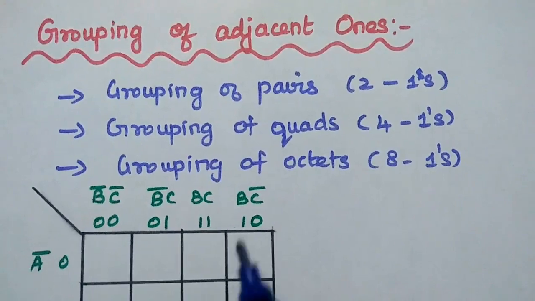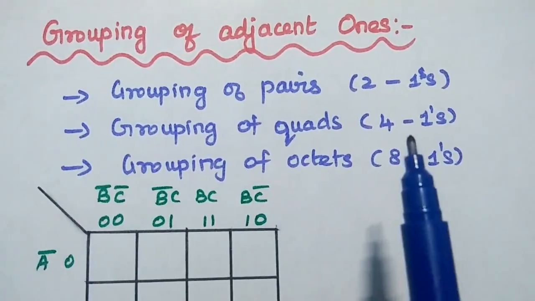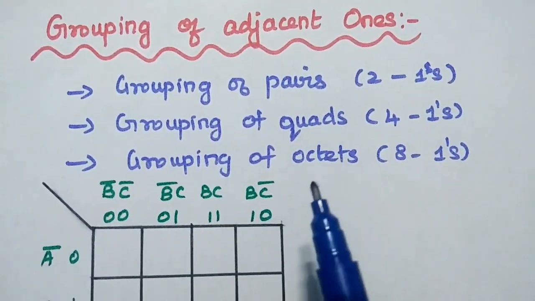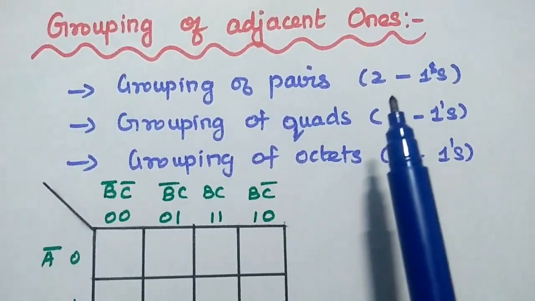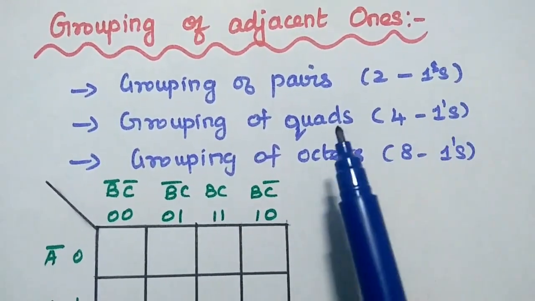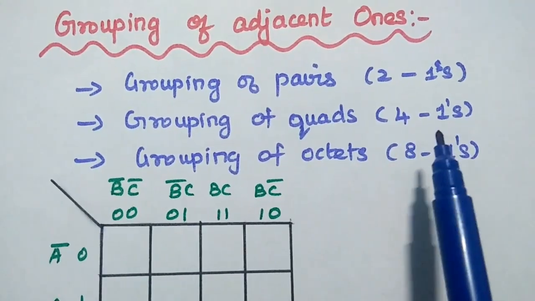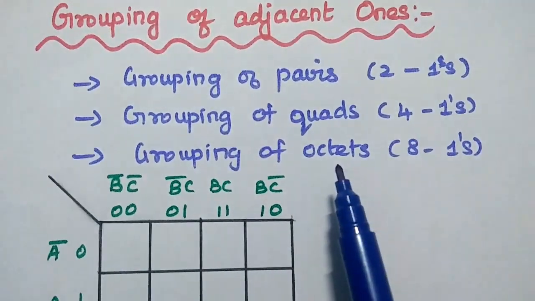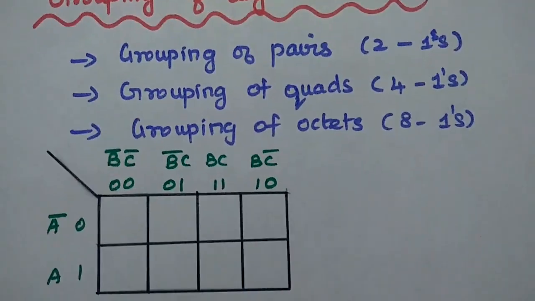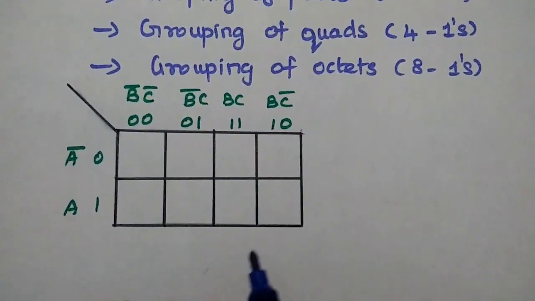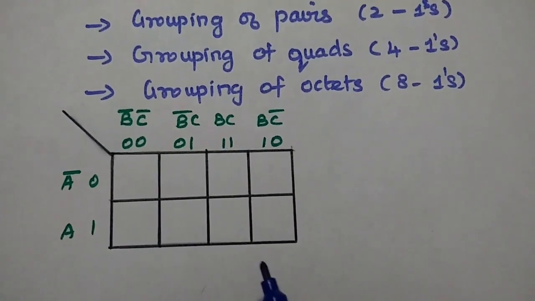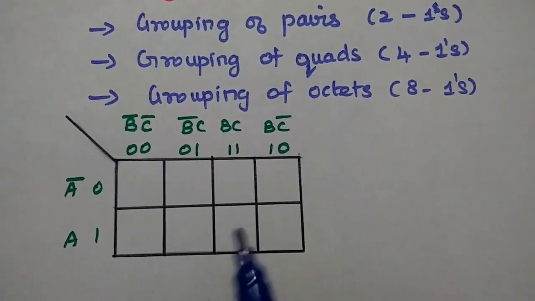We can group the adjacent ones as pairs, quads or octets. Here pair means a group of 2 ones, quads means a group of 4 ones, and octet means a group of 8 ones. So let's see each one with its rules. Let's start with grouping of pairs.